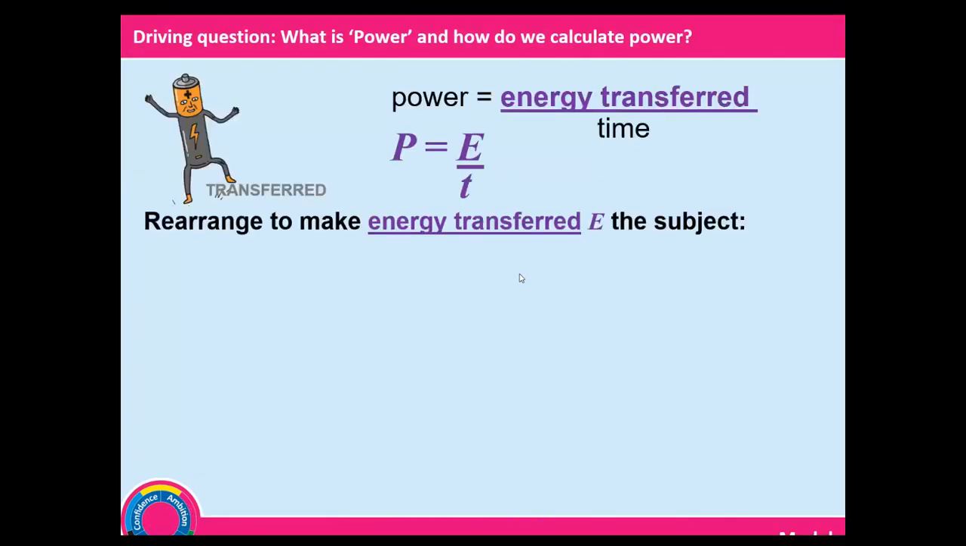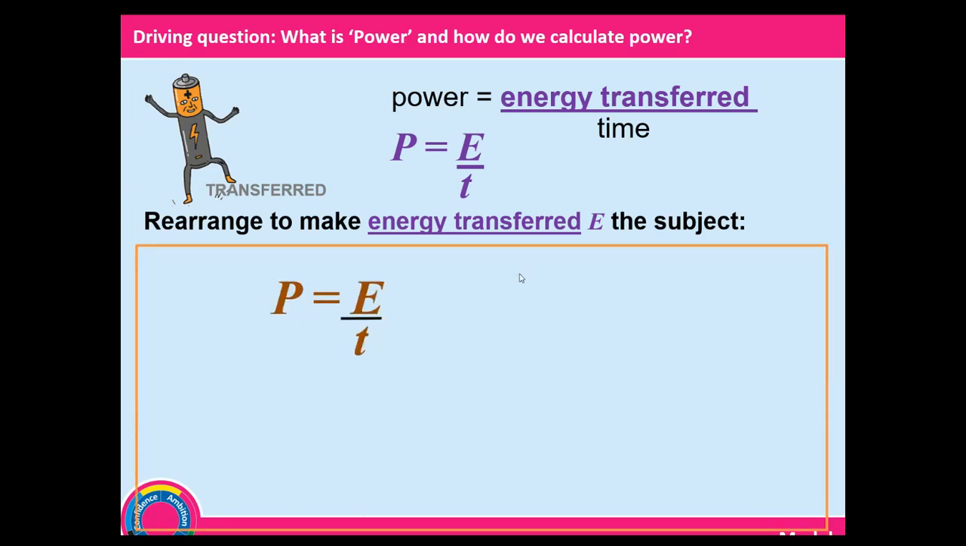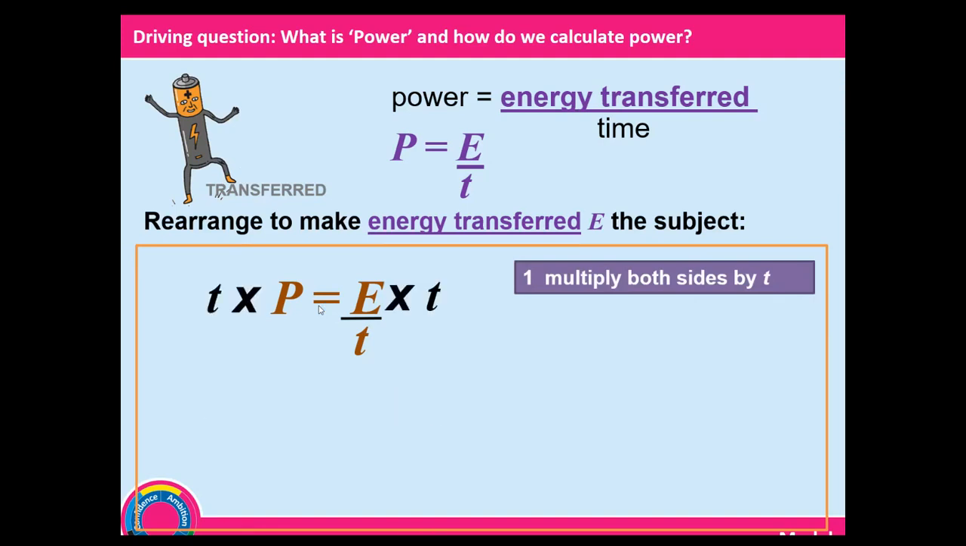Now let's rearrange this equation. Assume you're given a question in which you have the power and the time, and you're asked to find the energy transferred. So let's make E the subject of the formula. We write a standard equation down: P equals E over T, power equals energy transferred over time, in symbol form. We want E alone on one side of the equation. But now we've got T in the denominator with the E, so we need to get rid of the T. Since the T is in the denominator, we multiply both sides by T so that we'll be able to cancel out the T's on the right.